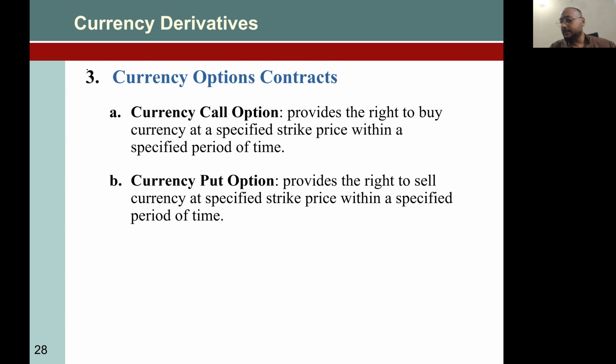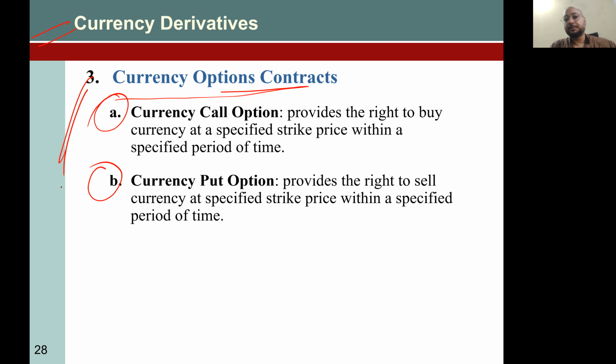The third one is the currency option contract. This is a little bit different. If you don't understand at the moment, don't worry about that. We have a whole chapter to talk about this. We call this currency option contracts. So for currency derivatives, there are three kinds of markets: future market, forward market, and option market.